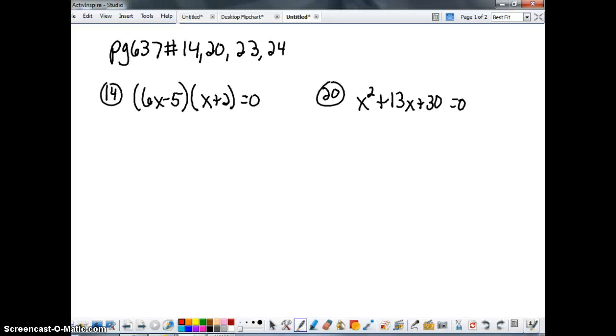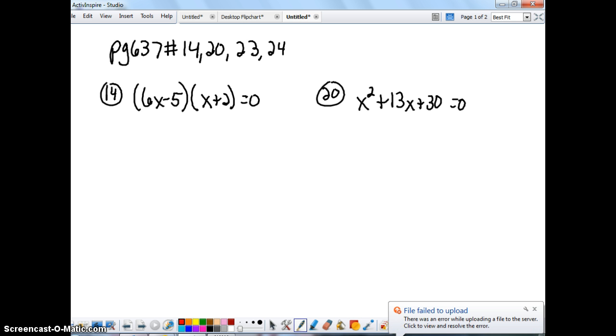This is Unit 6 for Algebra 1. This is really Chapter 10 in the textbook. This is the unit on factoring. The homework was on page 637. The homework was numbers 14 through 16 and 20 through 43. I've selected 12 problems that I'll go through here.